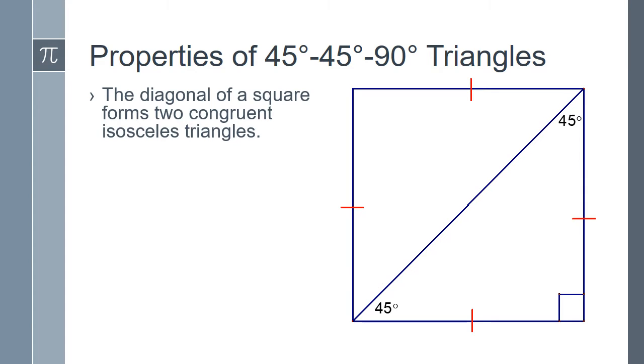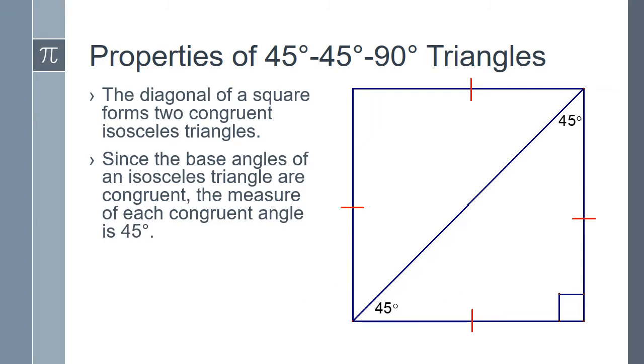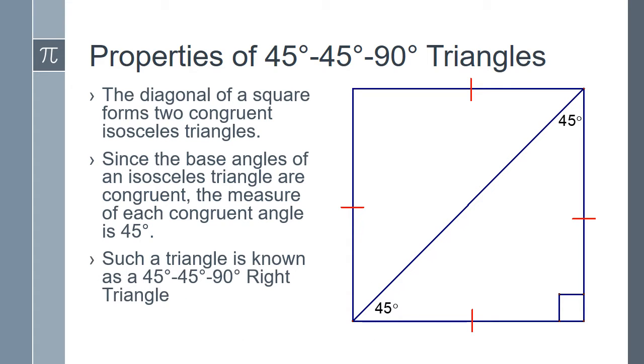Okay, properties of 45, 45, 90 triangles. The diagonals of a square form two congruent isosceles triangles. And since the base angles of an isosceles triangle are congruent, the measure of each congruent angle is 45 degrees. So such a triangle is known as a 45, 45, 90 right triangle.